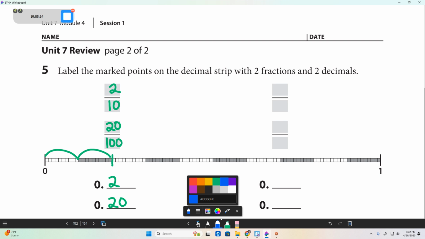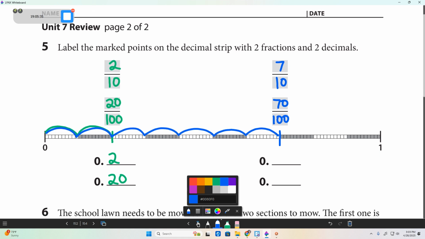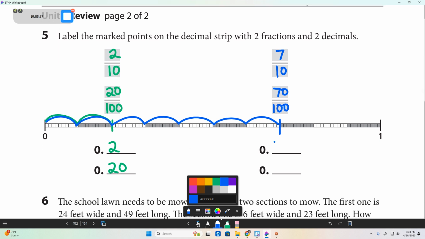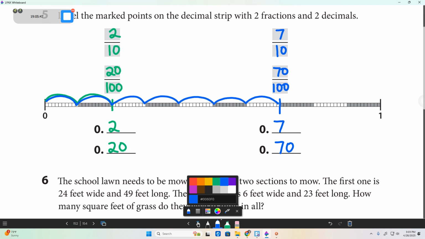All right, the next one: 10, 20, 30, 40, 50, 60, 70. So this line puts us at 70 out of 100 little squares, or I could think 7 strips out of 10 strips. And you should know at this point in the year that 7/10 is exactly the same thing as 70 hundredths. And write it as a decimal, 7/10, 70 hundredths, and both of those decimals are the same too. So all of that blue stuff, all equivalent to each other.